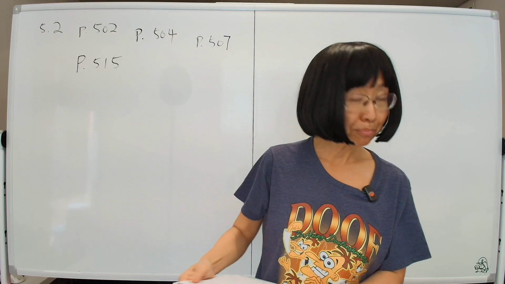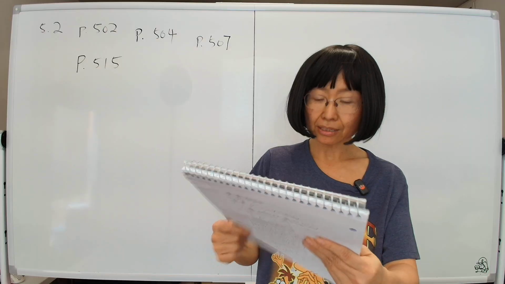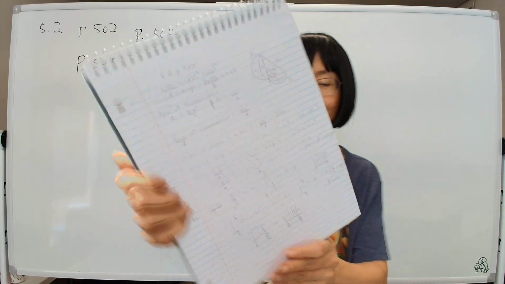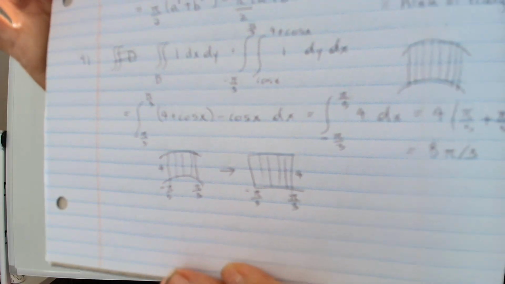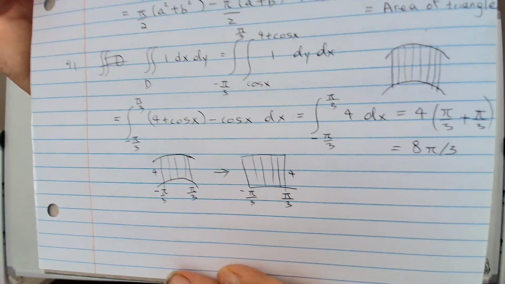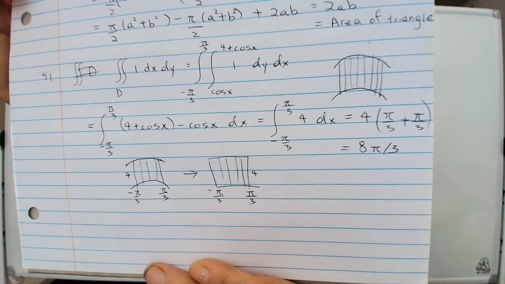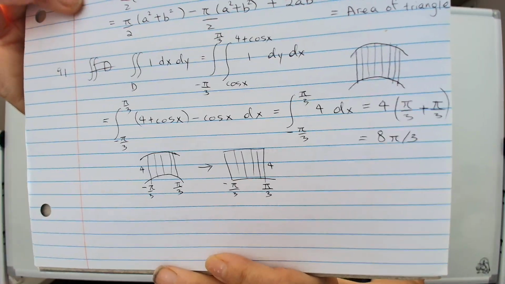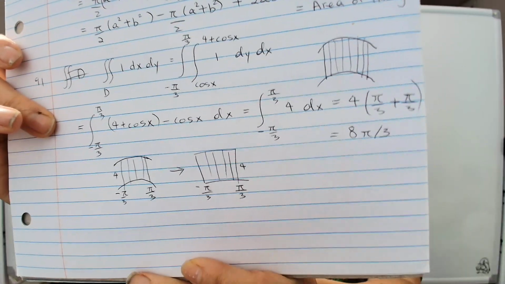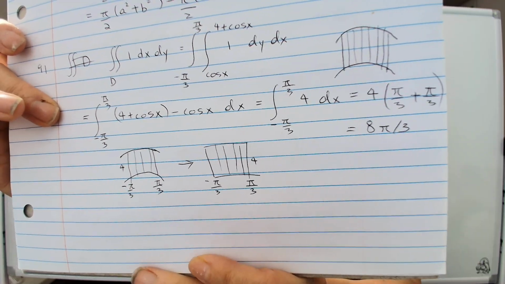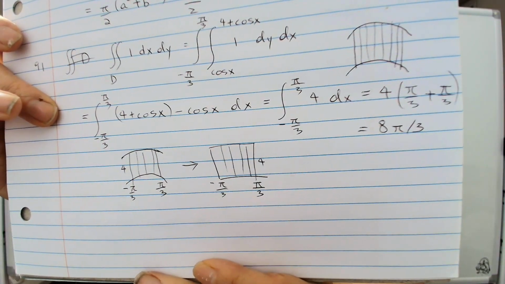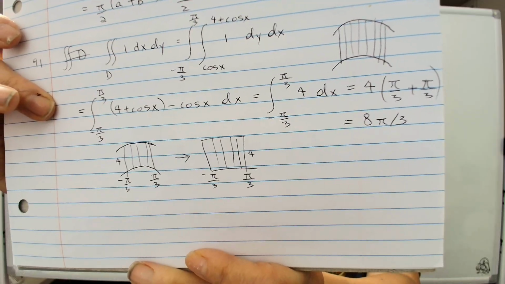I want to talk about problem 91, which is actually a neat little homework, but there's a small point that I want to mention. You're calculating the area, so you're integrating 1 from the respective limits. And being that you're only integrating 1, you just end up integrating 4. So it's 4 times 2 pi over 3, which is 8 pi over 3.